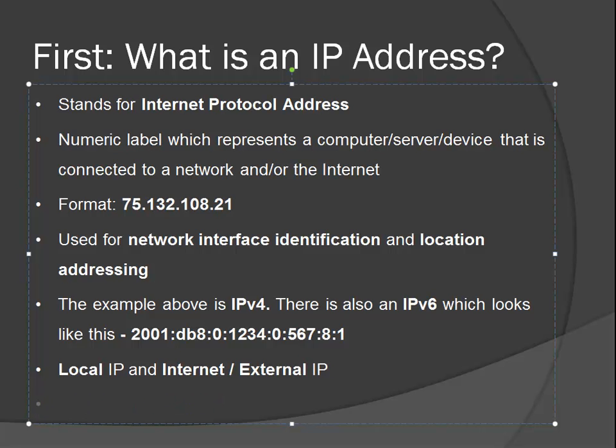And then you have one external IP which looks like this. That's what the internet sees. The internet doesn't see those private IP addresses for each one of your machines. It looks at your router and your cable modem or whatever you use, and it gets the one external IP address. So that's the difference between local and external.